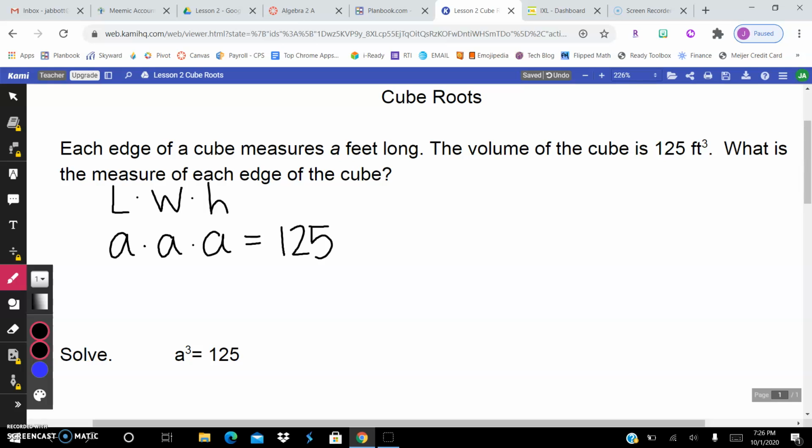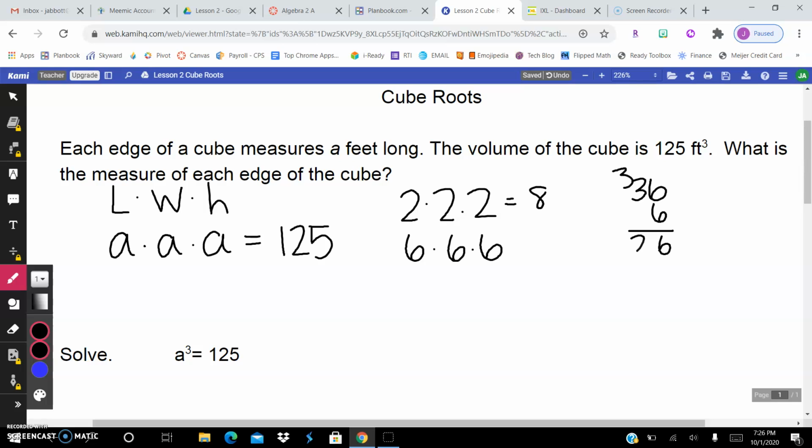So we have to guess and check. If you have to multiply three numbers together, you better start small because when you're multiplying, they get big pretty quickly. So I'm going to start with 2. 2 times 2 times 2. Well, 2 times 2 is 4, times 2 is 8. So definitely have to go bigger than that. So let's try 6. 6 times 6 times 6. 6 times 6 is 36, and then I multiply that by 6. So I get 216. So 6 is too much.